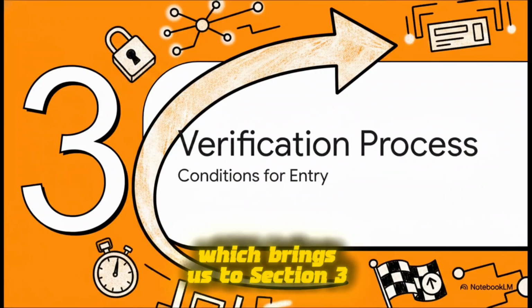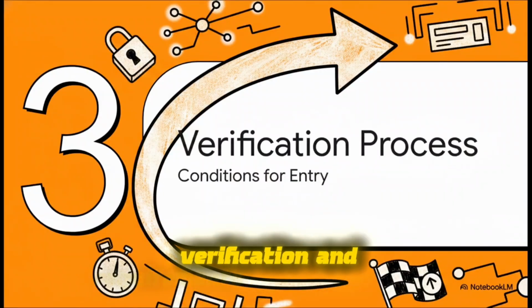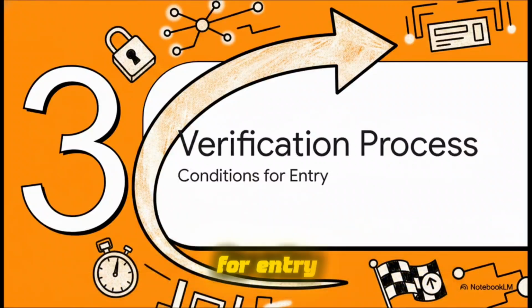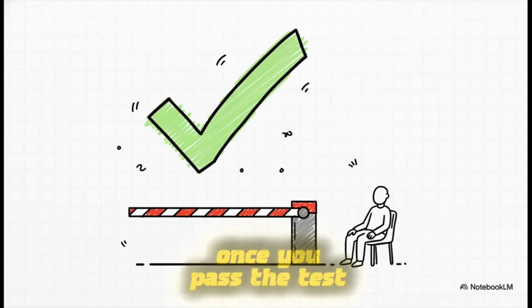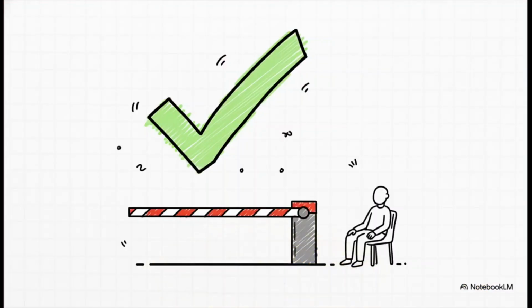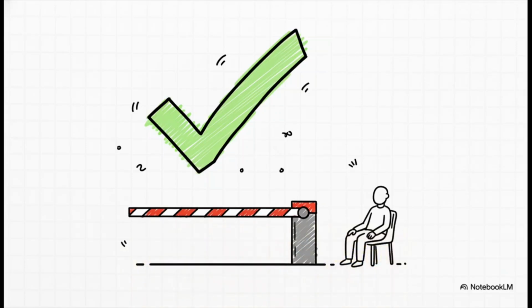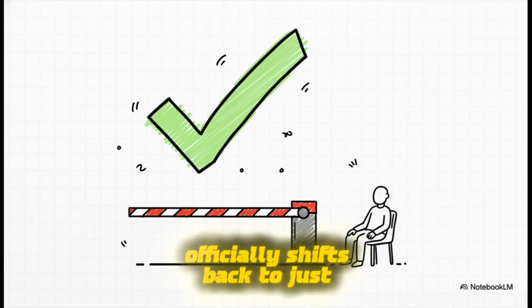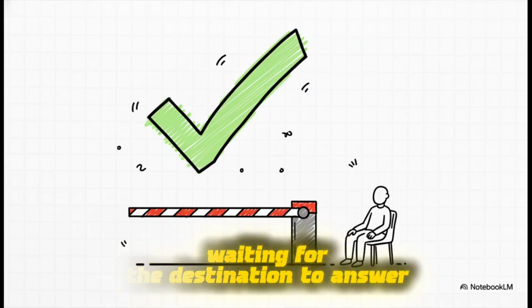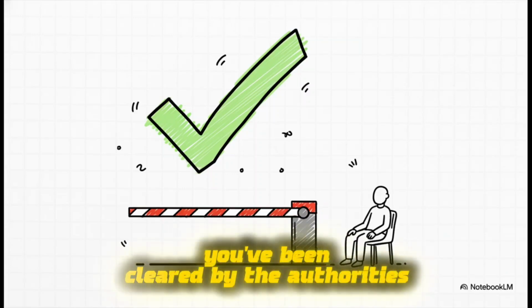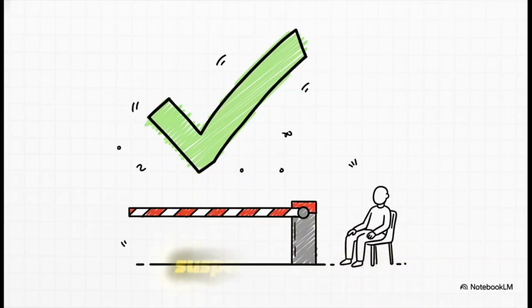Which brings us to section 3, verification and requirements, or the conditions for entry. Once you pass the test, we finally get the good news. Verification's successful. At this exact moment, the digital tension drops. Your status officially shifts back to just waiting for the destination to answer. You've been cleared by the authorities, and you're no longer a suspected threat.